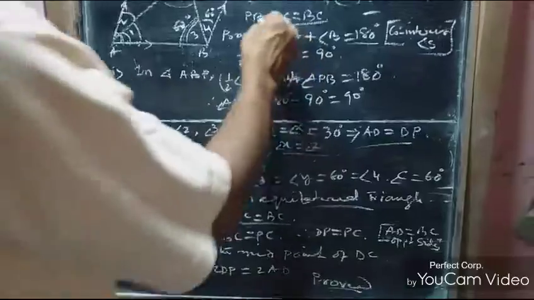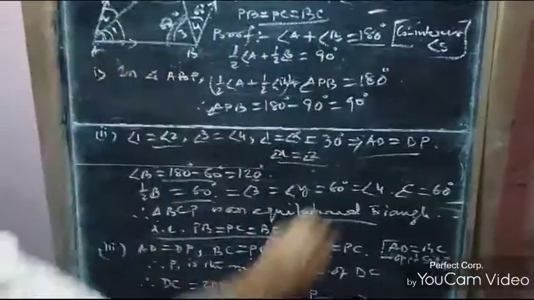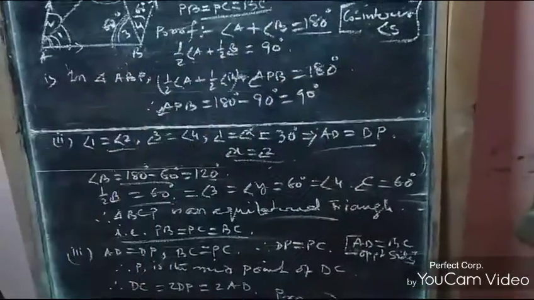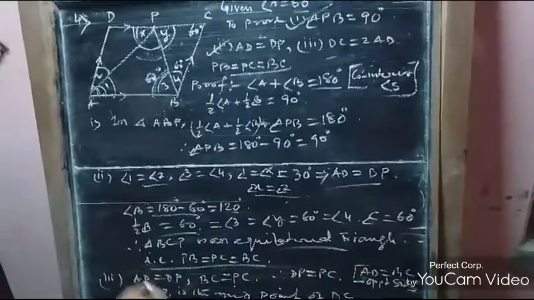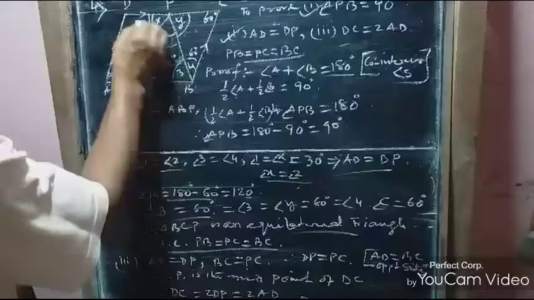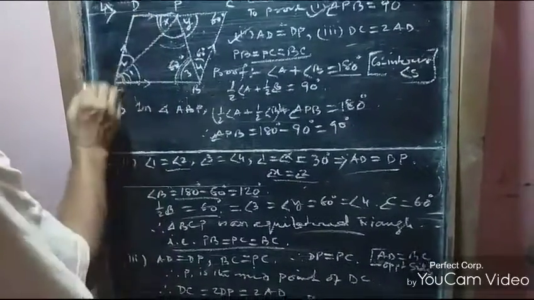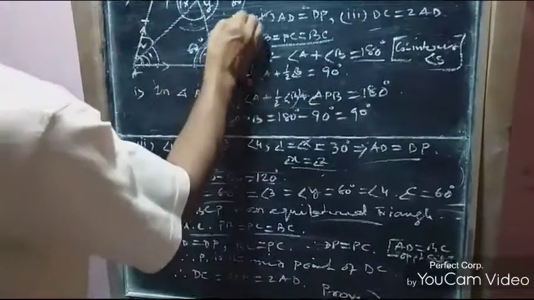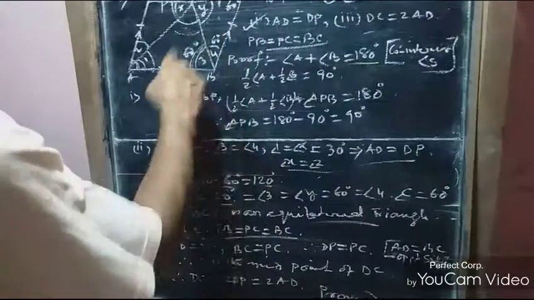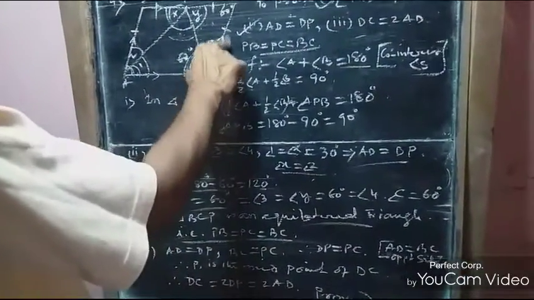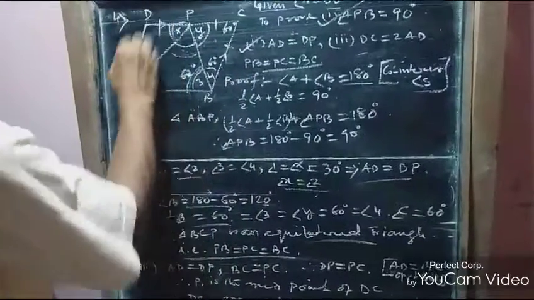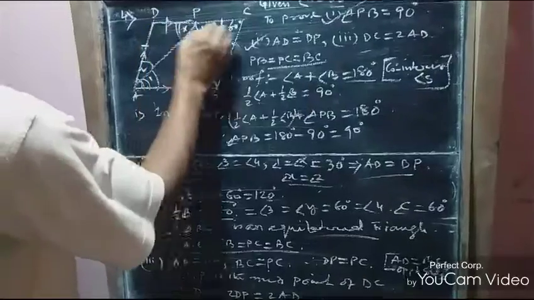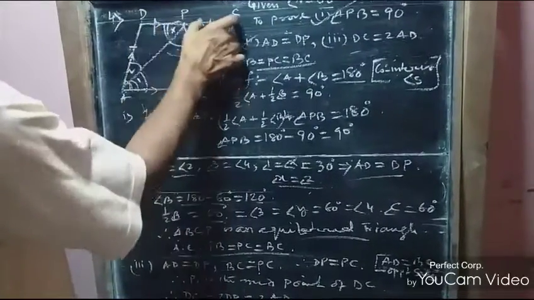Now the second part is proved. The third part is DC equals 2AD. We have to prove DC equals 2AD. So here, see, this side equals this side: DP equals AD, which is proved already. This side equals this side. This is the equilateral triangle, and we have just proved that this side equals this side. But the opposite sides of the parallelogram are equal. So we can tell that this side equals this side, that is DP equals PC.